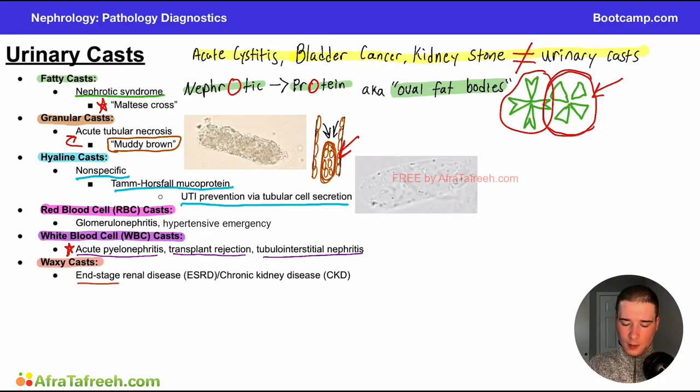Waxy casts can be indicative of end-stage renal disease or chronic kidney disease. Similar to our hyaline cast, this is a bit of a non-specific finding. It's thought that it might be due to renal stasis, but because it's a fairly non-specific finding, it's less likely that they would test you on this concept directly. It's more likely that this would be presented in a question stem where it might be additional information, but not necessarily the only information you would need to get the question correct.